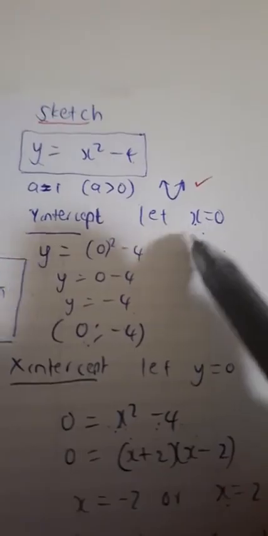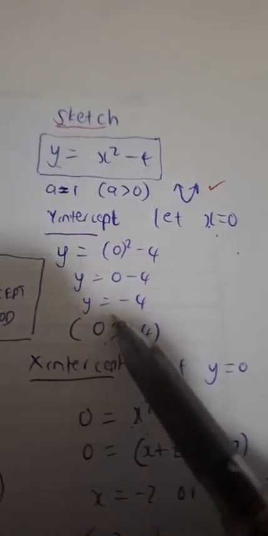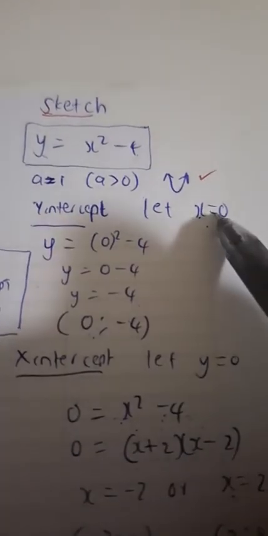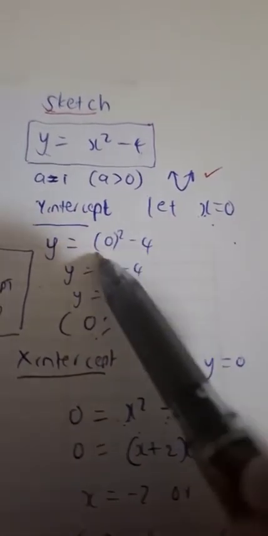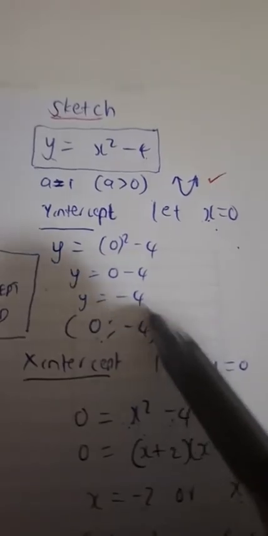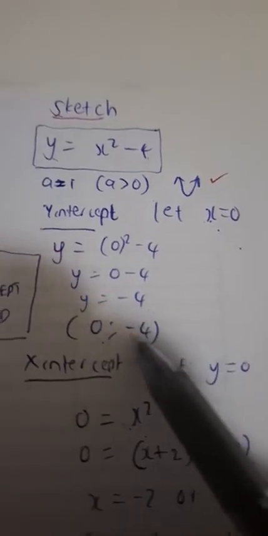We let x be equal to 0, so for our coordinates we write the x coordinate as 0, and then after substituting 0 in the function, we get y equal to −4.